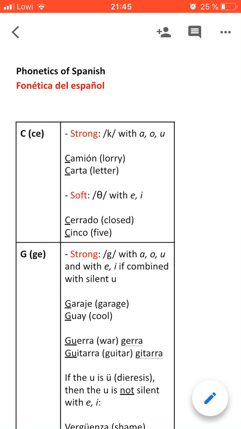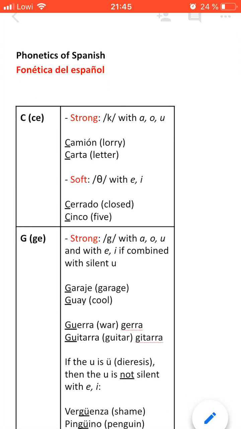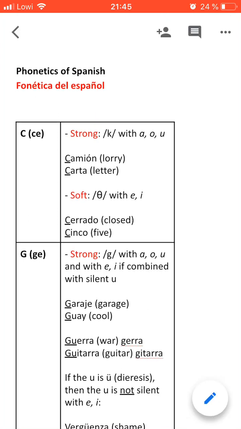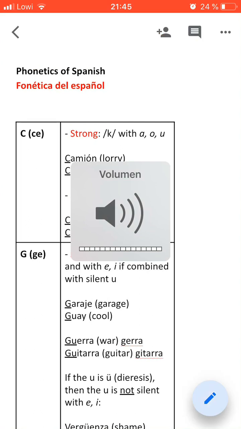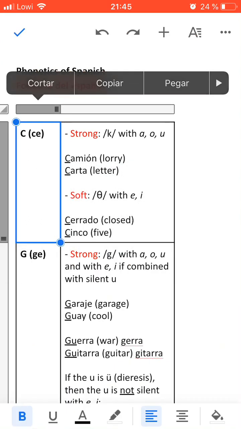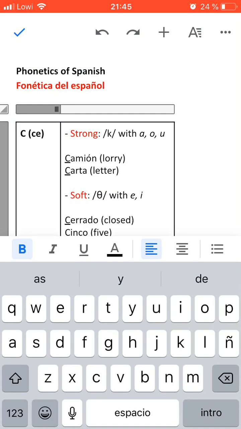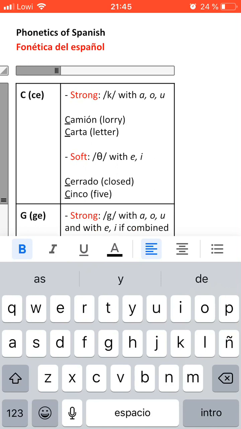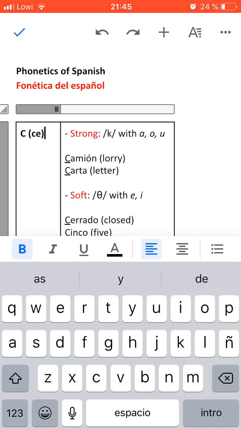I'm Alvarinho, the teacher, and today we will cover the phonetics of Spanish. Okay, fonética del español. So, in Spanish we have special letters. Sometimes they are a bit tricky for foreigners to pronounce. So the first letter that we have is the letter C, okay? The reason will be explained now, okay?